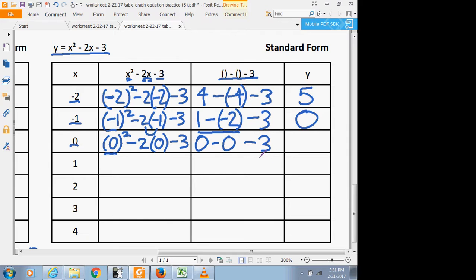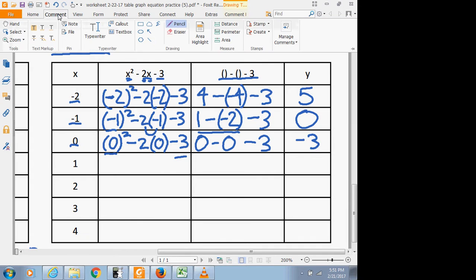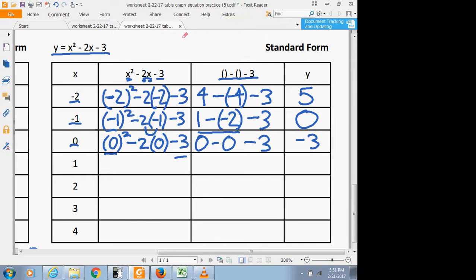And we've talked about the y-intercept. We know that minus 3 is the y-intercept because when x equals 0, I have 0 minus 0, it equals 0. 0 minus 3, negative 3. So I can find the y-intercept just by looking at the standard form of the equation.